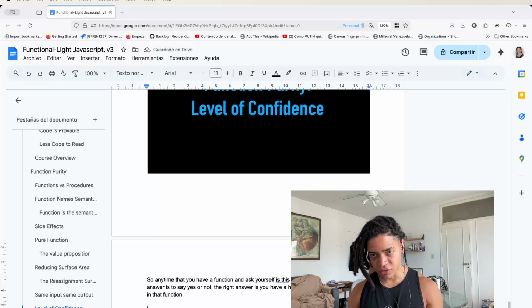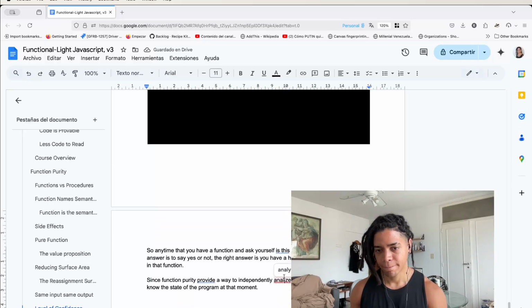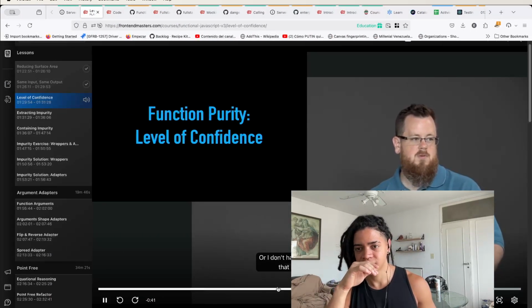Because again, function purity provides this ability to independently analyze that function without having to know the state of the program at that moment. That's really what we want to get.